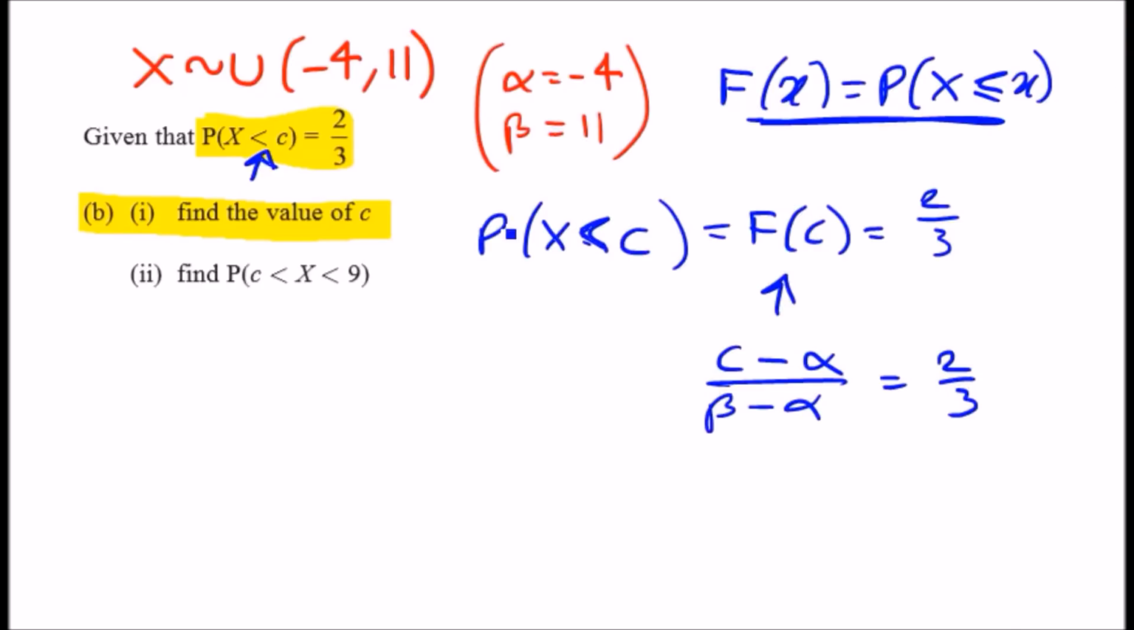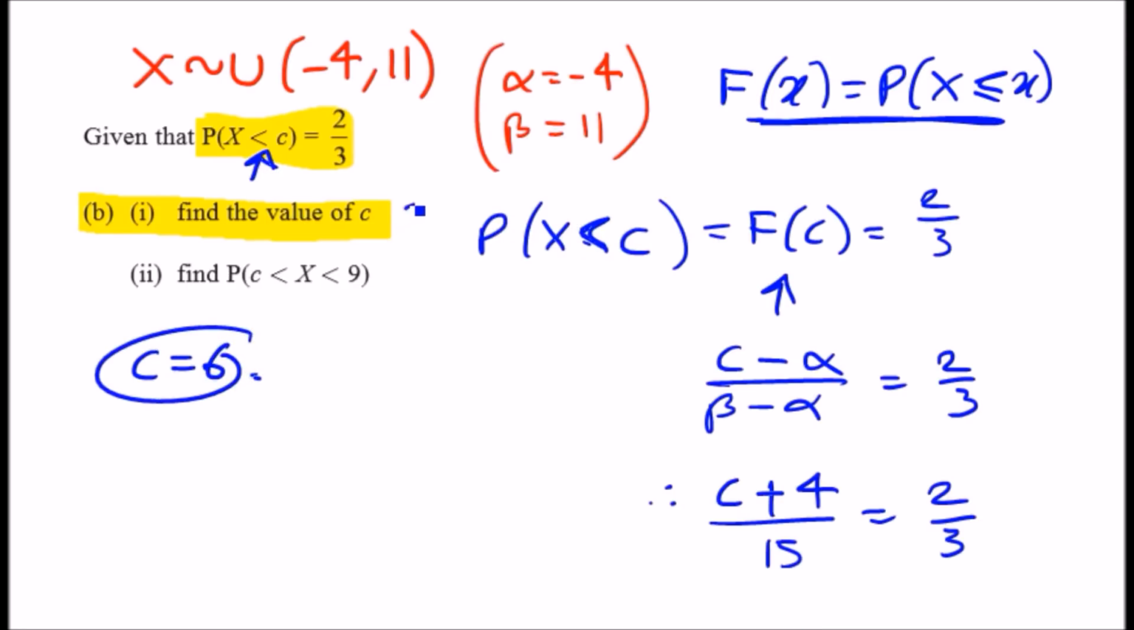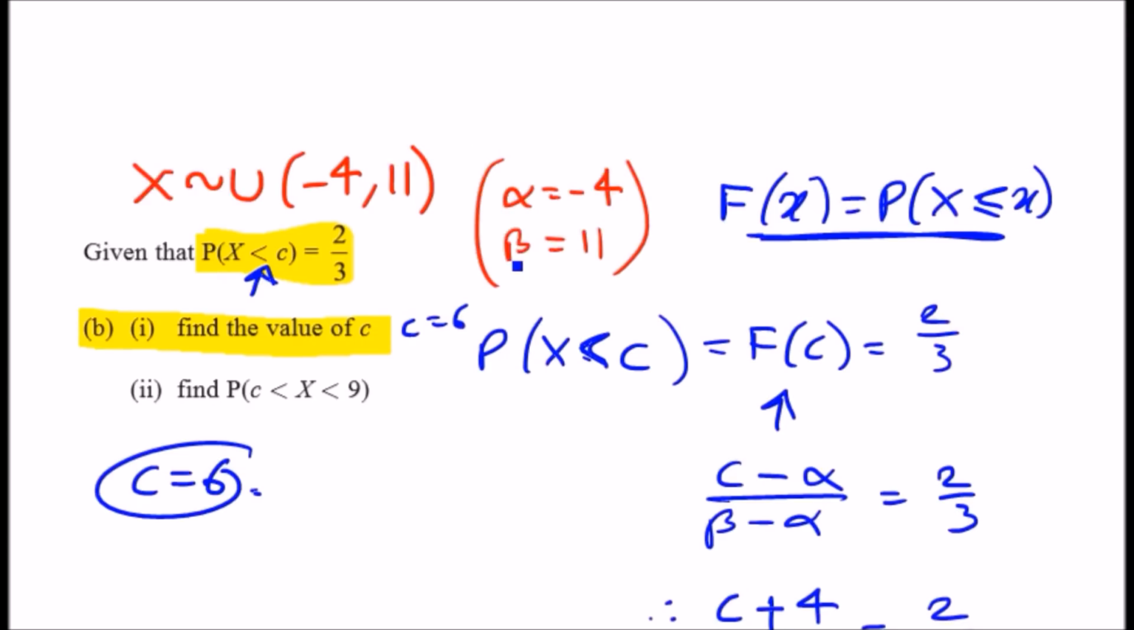So what do we say? Simplifying this, we now have (c minus alpha), so c plus 4, over (beta minus alpha), so 11 minus 4 is 15. This must equal 2/3. Now you just solve to find c. So c must equal 2/3 times 15, minus 4. So 2/3 times 15 minus 4, and I get 6. So that bit is done. So c equals 6.